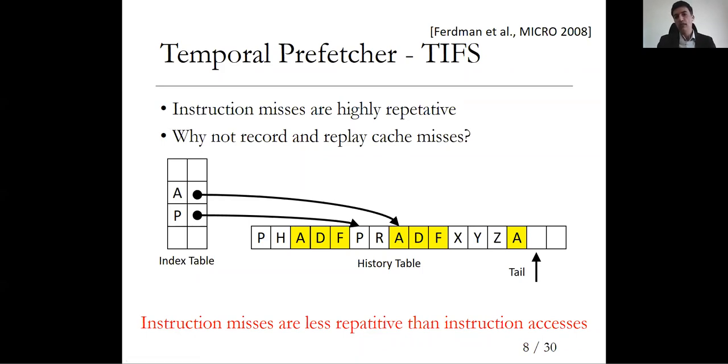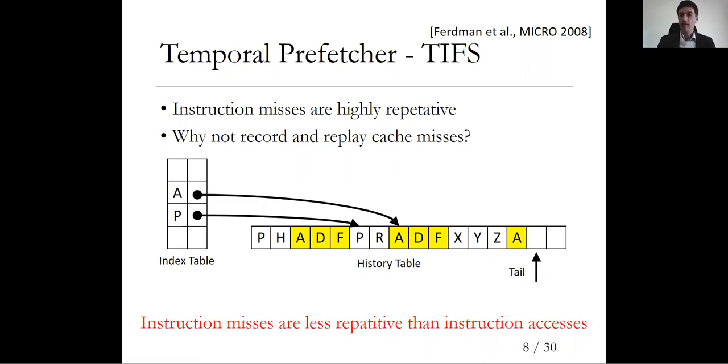How can we use the history table and index table for prefetching? Let's say we encounter a miss on address A. Using the index table, we find the last occurrence of address A. From what we recorded here, we see that the last time that we saw a miss on address A, next we saw a miss on address D, then a miss on address F, X, Y, Z, and so on. So a temporal prefetcher can prefetch some of those misses that are recorded after A in the history table.